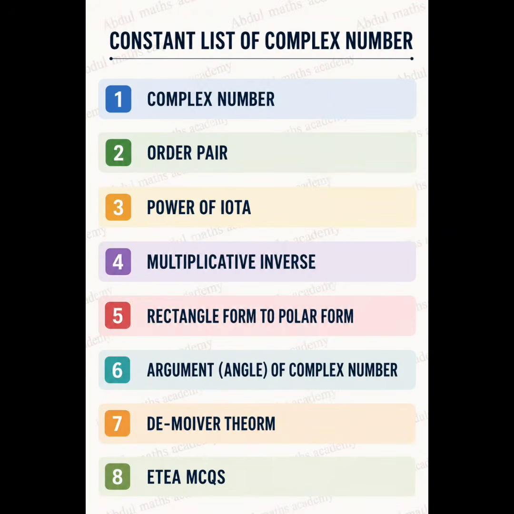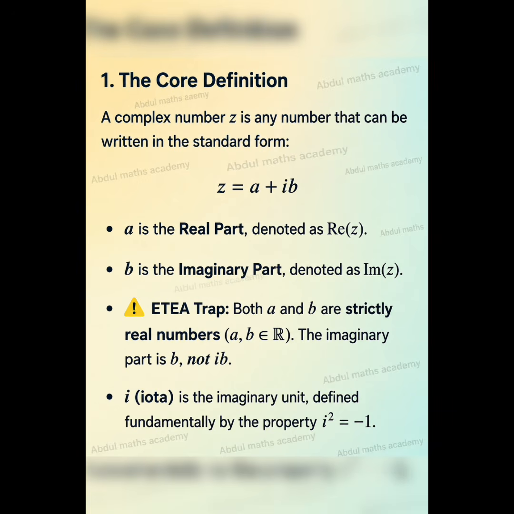Today we are going to discuss the MCQs of ETA, NUST, GIK and FOSS about the complex number. Here we discuss the complex number, order pair, power of iota, multiplicative inverse, rectangular form to the polar form, argument or angle of a complex number, De Moivre's theorem, and some ETA MCQs on the complex number and its identities.